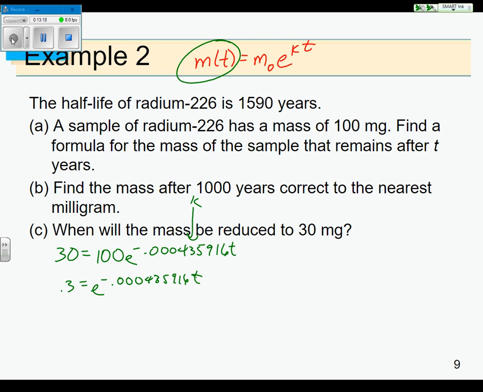I'm going to take the natural log of both sides, natural log of 0.3, and then divide it by this horribly long decimal. And that's going to give me T. Okay, so that's my exact answer for T. Whenever I worked it out earlier, it said it's going to take like 2,762 years for it to get down to 30 grams. It's a long time. I won't be around waiting on that one.